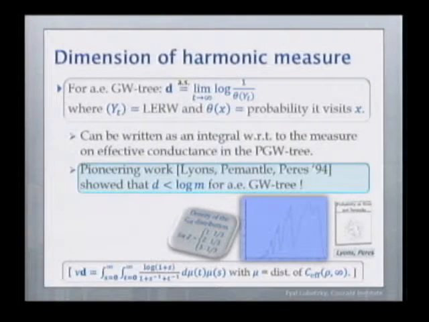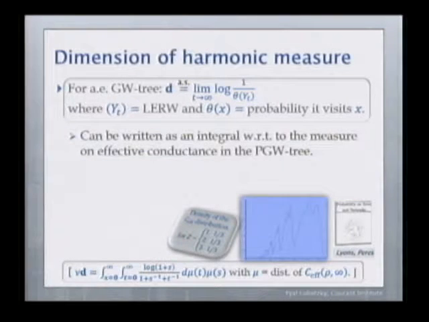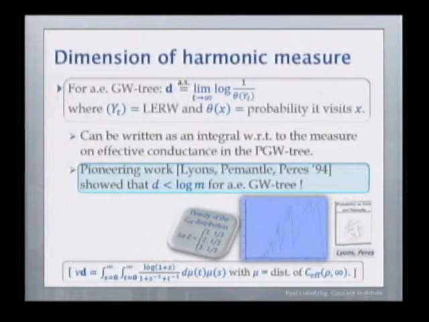The pioneering work of Lyons, Pemantle, and Peres in '94 showed that there are various equivalent definitions of this thing, and you want to say that this thing is well defined for almost every Galton-Watson tree, and discuss in detail the probability distribution of the Galton-Watson tree as opposed to the random walk. What they showed is very surprising.